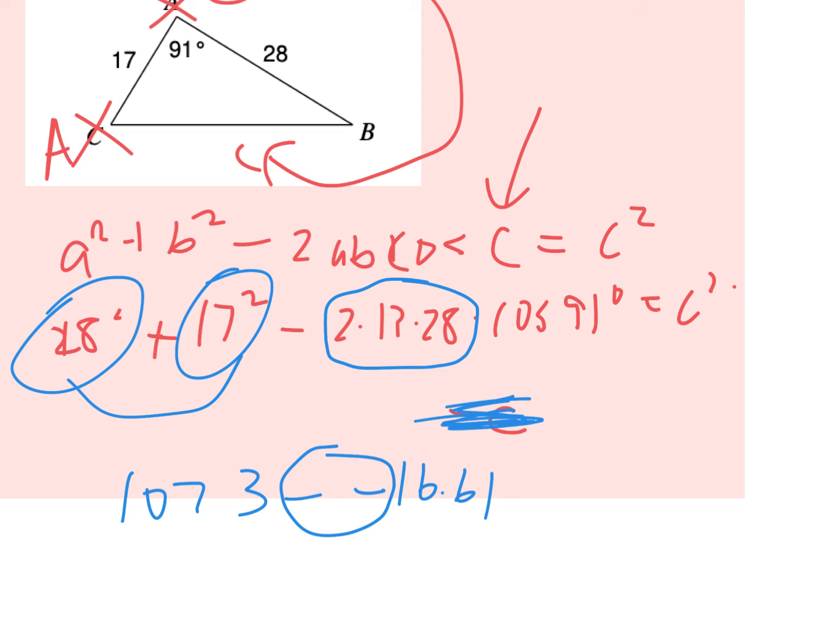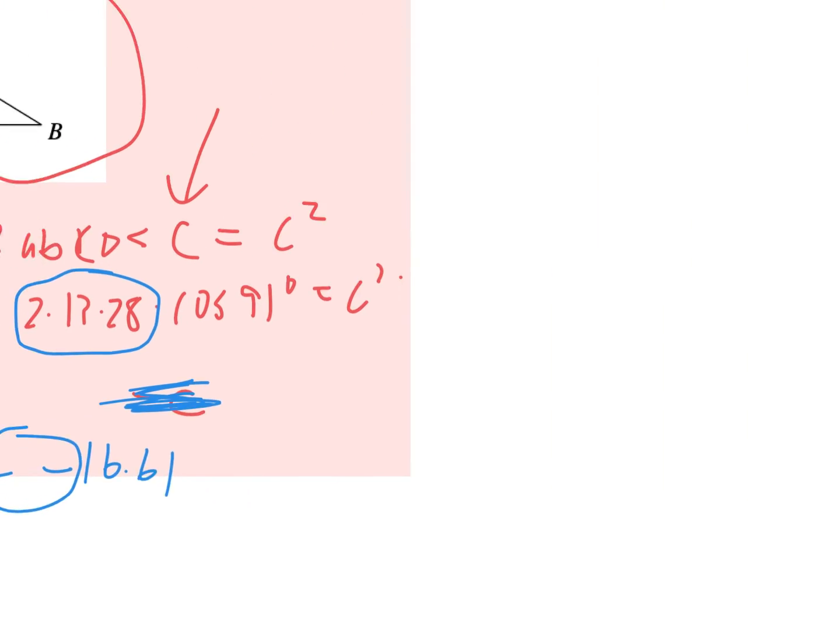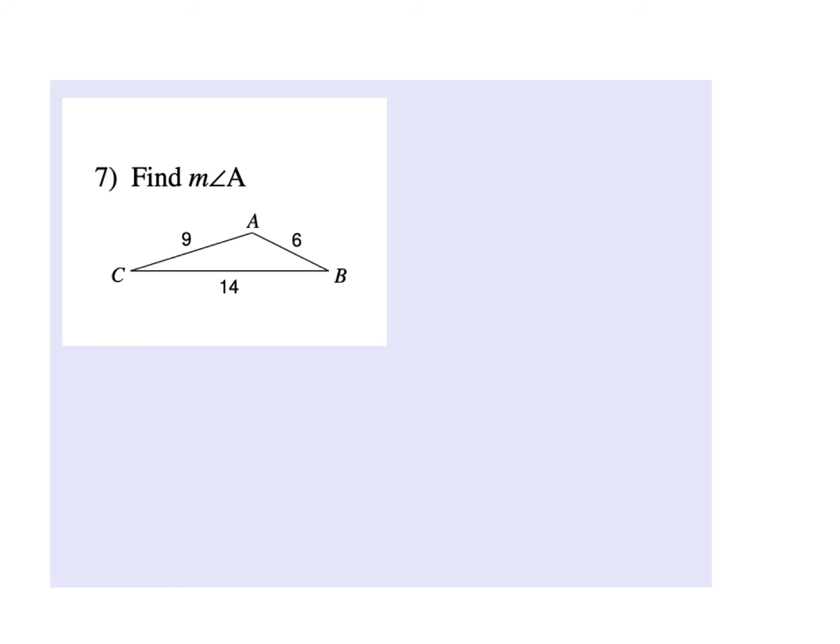If you made a mistake, who found their mistake? What did you do wrong? I put 20 instead of 21. Oh, all it takes is typing one number wrong. Okay, let's move on.